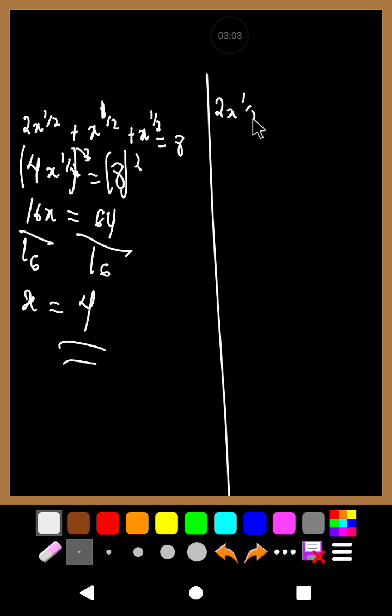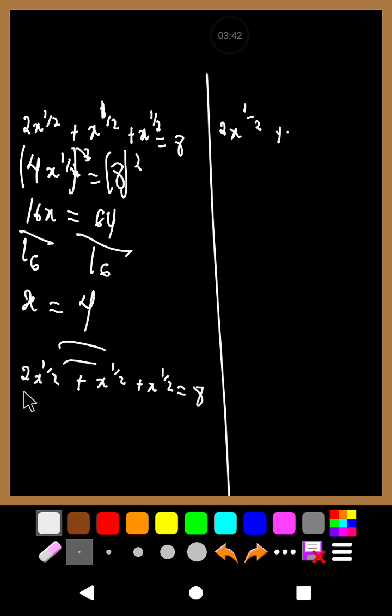2x to the power of 1 over 2. Oh, sorry, let me clean that. I don't like the way it is written here, so I have to clean it. Alright, so I'm having 2x to the power of 1 over 2 plus another x. Oh, sorry, let me write it here. 2x to the power of half plus another x to the power of half plus x to the power of half equals 8. This is the method 2 now.